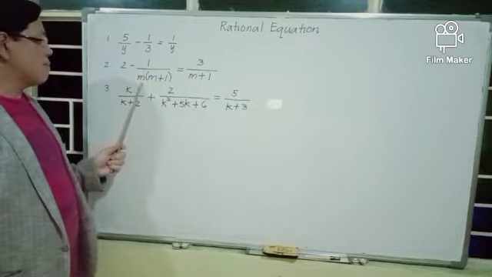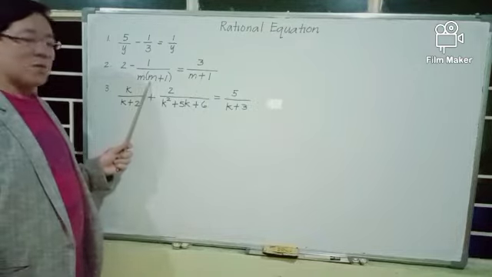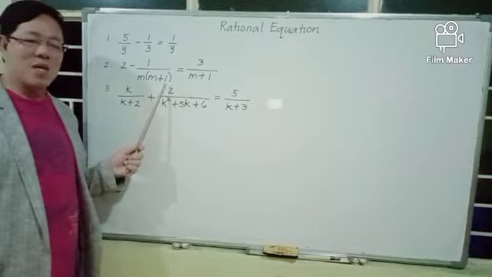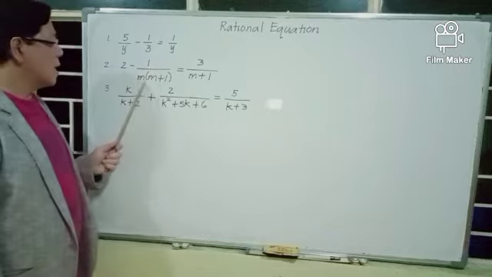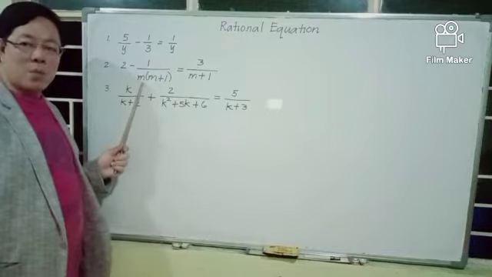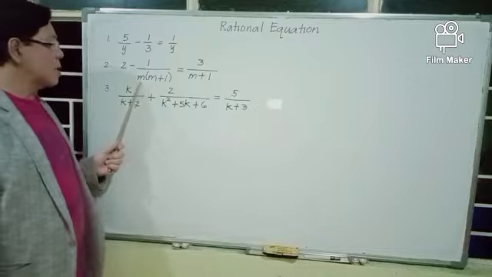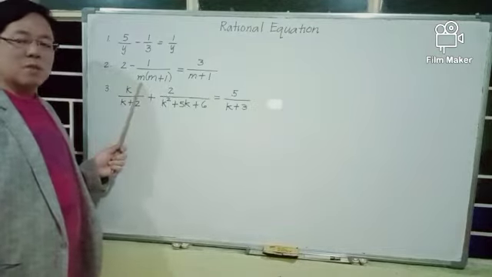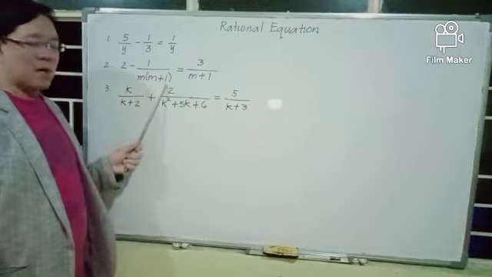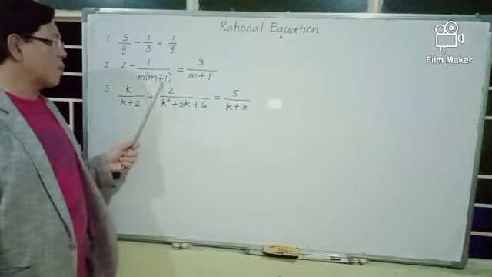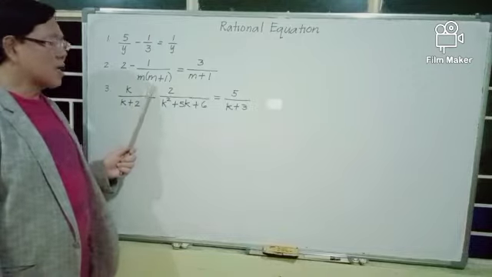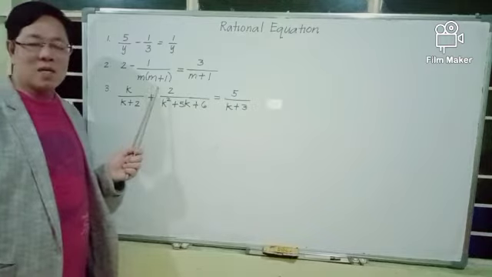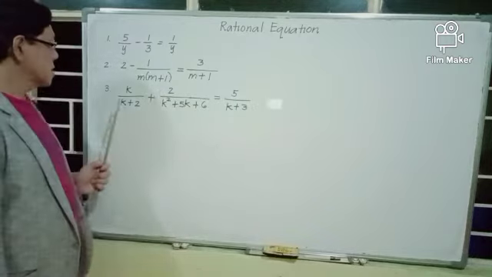1 over m times quantity m plus 1 is a rational expression because it is a ratio of a constant 1 and this binomial, m times quantity m plus 1. If you distribute m to m plus 1, that is, if you multiply m by m and by 1, you will get m squared plus m, which is a binomial. A binomial is an algebraic expression with two terms.